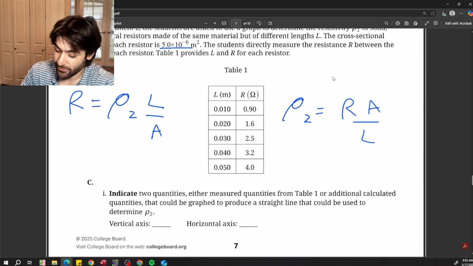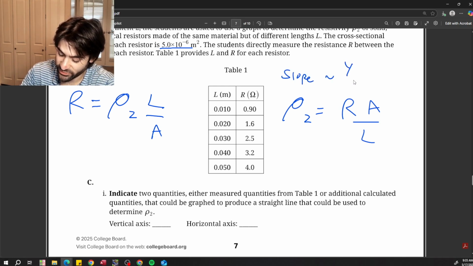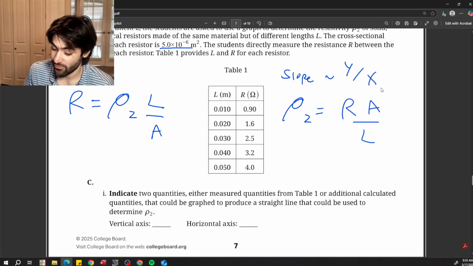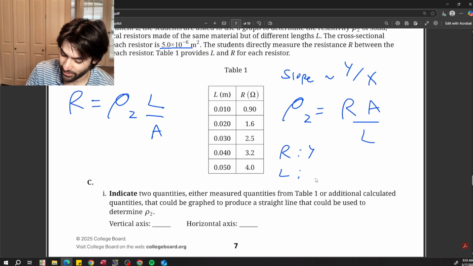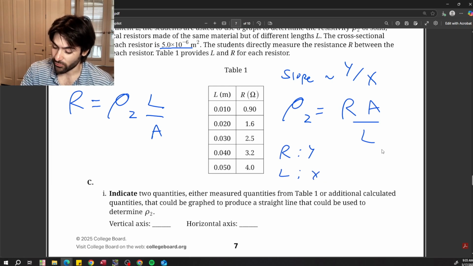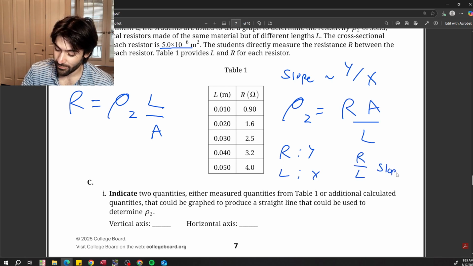Well, the way you want to think of this is this has something to do with the slope, where the slope is equal to the change in the y over the change in the x. If I want to find the resistivity, you could see I have R on top and L on bottom. So R should be plotted on the y-axis and L should be plotted on the x-axis. Now, what is R over L equal to? Well, if I solve for R over L, that's the slope of this graph. That's going to be equal to ρ2 over the cross-sectional area.